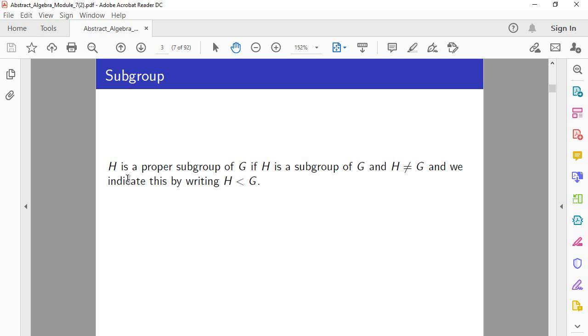We say that H is a proper subgroup of the group G if H is a subgroup of G and H is not equal to G. And we indicate this by writing H less than G. So here we are using the strict inequality to denote that H is a proper subgroup of G. The subgroup G is called a trivial subgroup of G, and the subgroup containing only the identity element is also called a trivial subgroup of G.